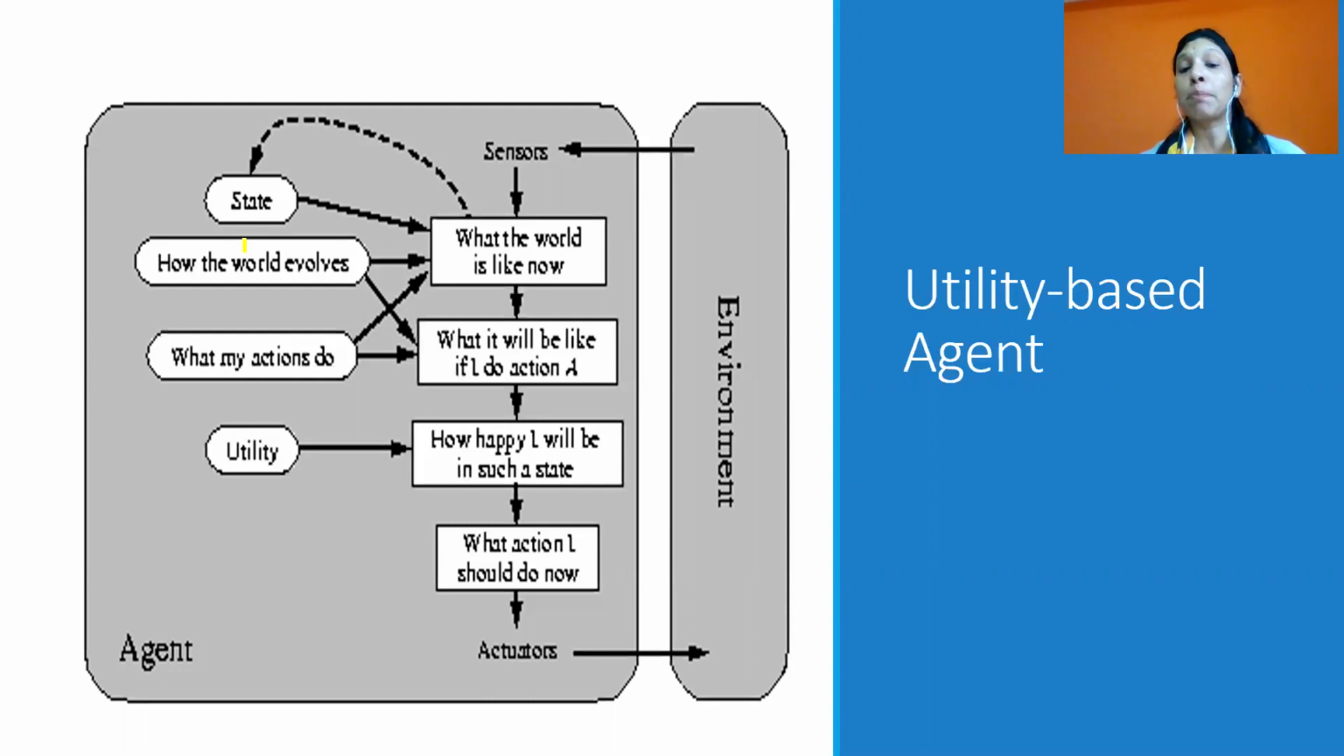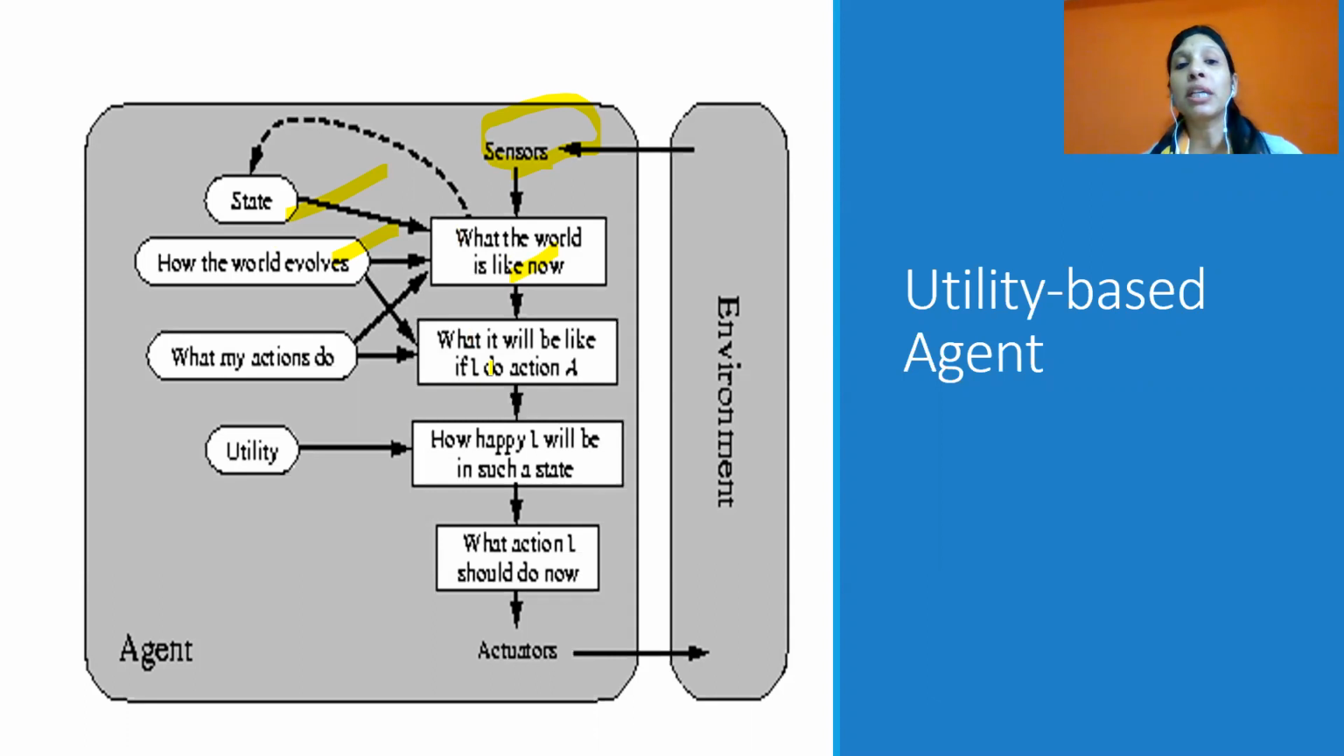Again, the working is a bit more complex than the goal-based agent because here the goal is not exactly defined. And in utility-based agents, the performance is very important to be analyzed. It's not that straightforward as in the case of reflex and goal-based agents. So in these, again, the basic functionality will remain the same. They will sense the environment through the sensors. Then they will check the last state, how the world is evolving, what were my last actions, and what the world is like after my action.